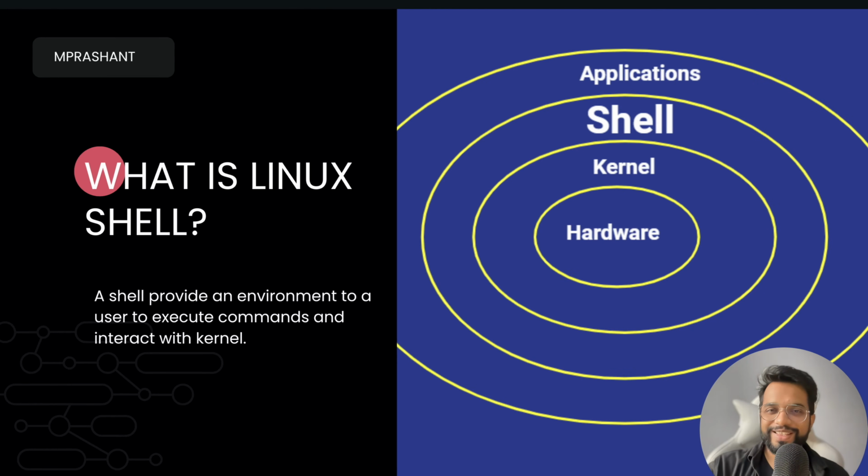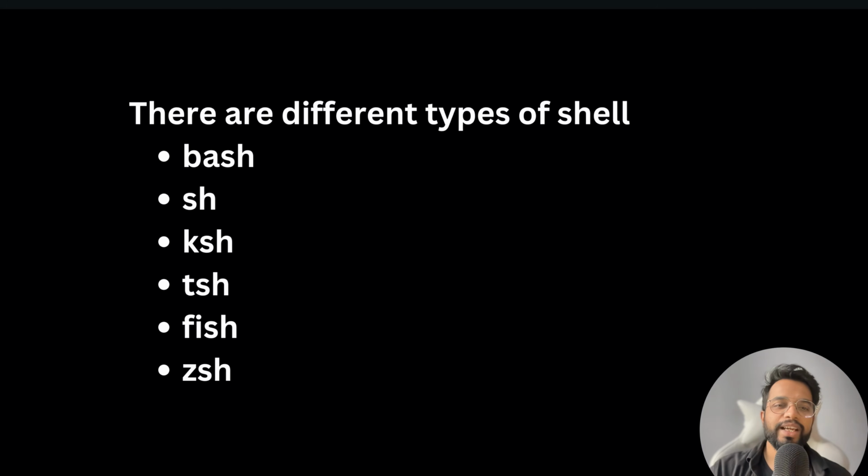Now we understand what a shell is. However, there are different types of shells. I have listed a few of them here, although there could be more, but the most common shell type is bash. That is the reason we sometimes call it bash scripting rather than shell scripting. It is kind of the same, because bash is a type of shell. So we can call it shell scripting or bash scripting as well. And bash is the most common shell type.